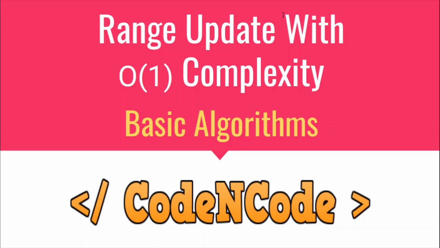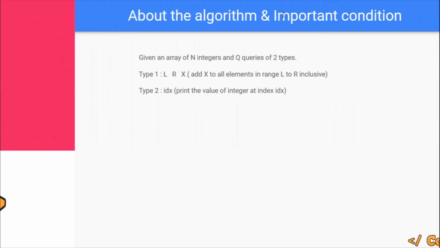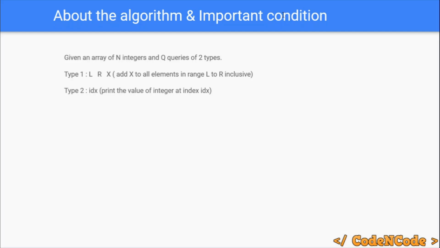In this lecture we are going to see how we can perform range updates in constant time complexity. And of course, as explained in the second episode of this week in competitive programming, there is a specific condition under which this works.